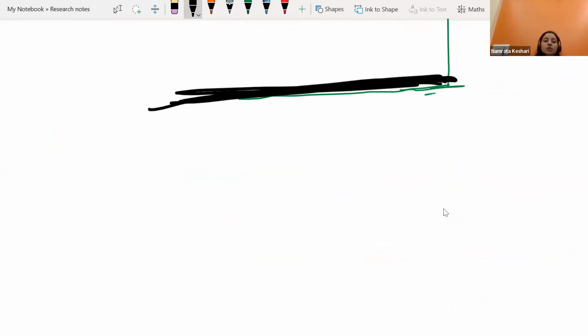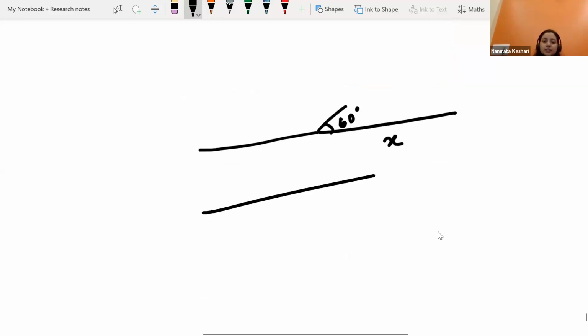So when the angle was 60 degree, whatever was the length of the shadow, maybe the shadow was smaller. When the angle was 60 degree, maybe the shadow was smaller, that is x. Now when the angle is 30 degree, the shadow's length is 40 meter more. So this complete length is x plus 40.